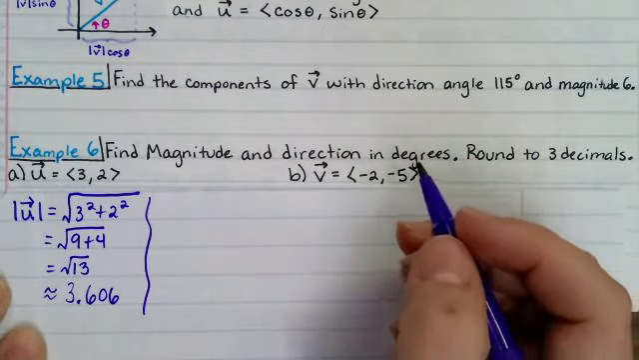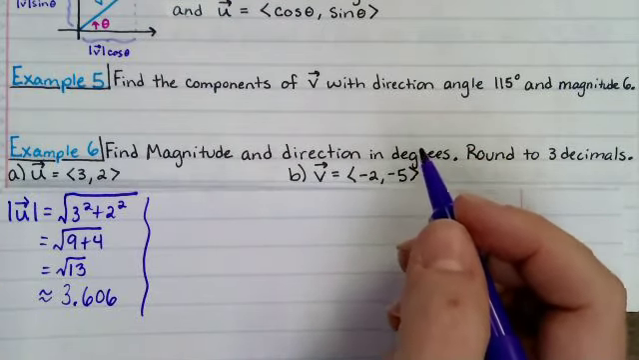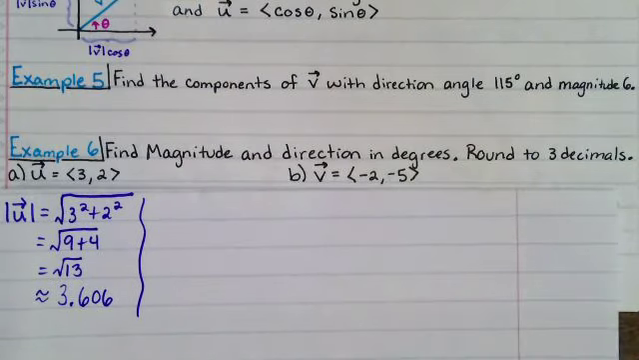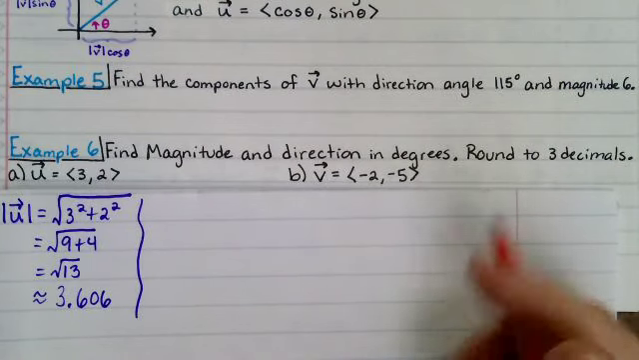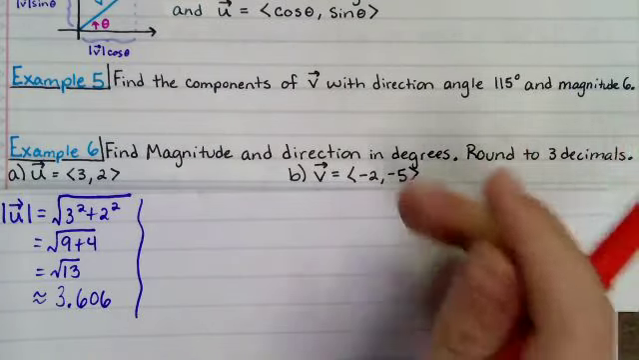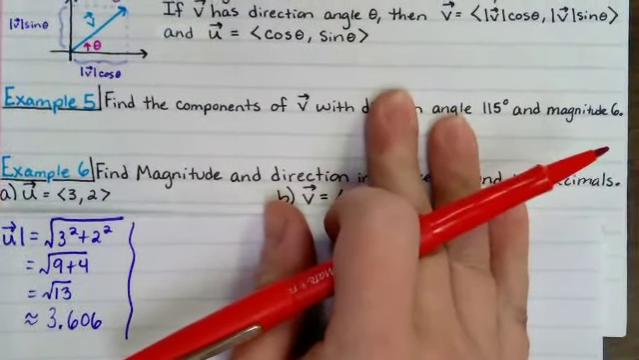Awesome. The next thing we're supposed to do is find the direction in degrees. I'm going to use a different color just to keep this a little bit cleaner. To find the direction in degrees, this is where we're going to use that relationship that we talked about up a little bit higher. Let me bring that back. Okay, right here.